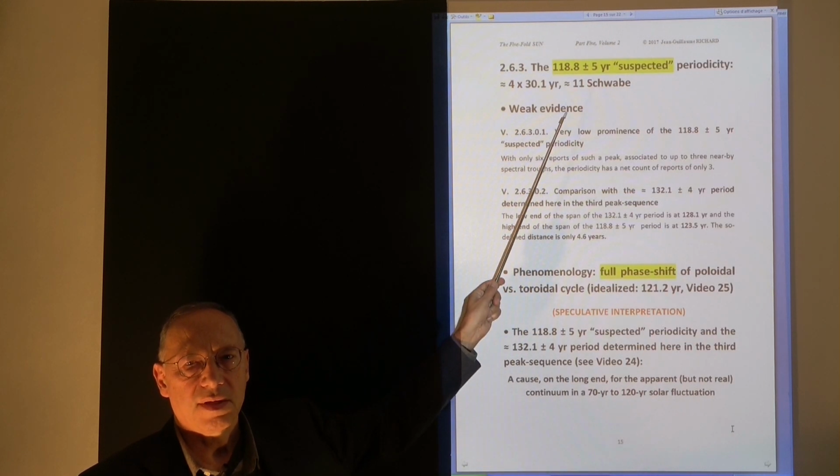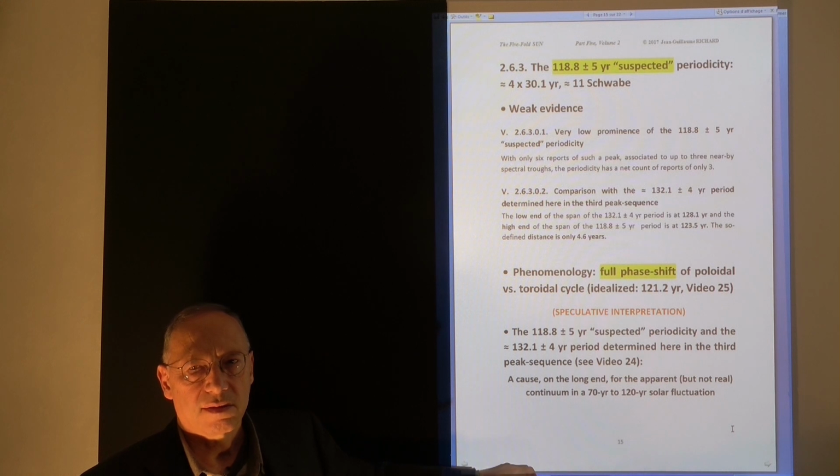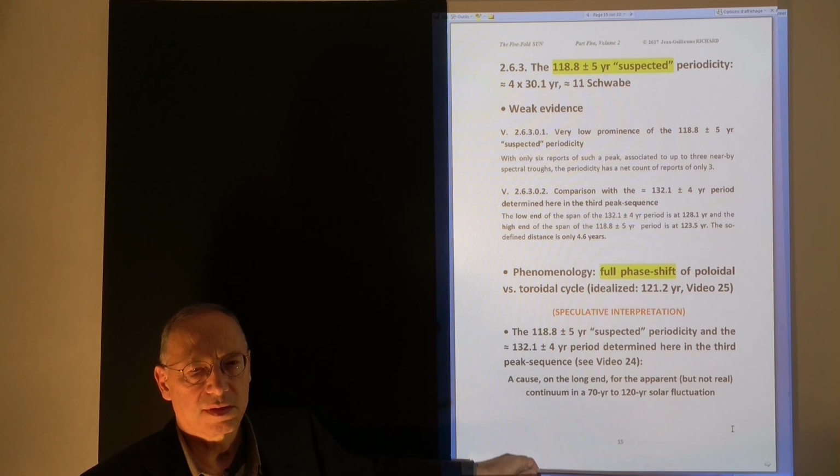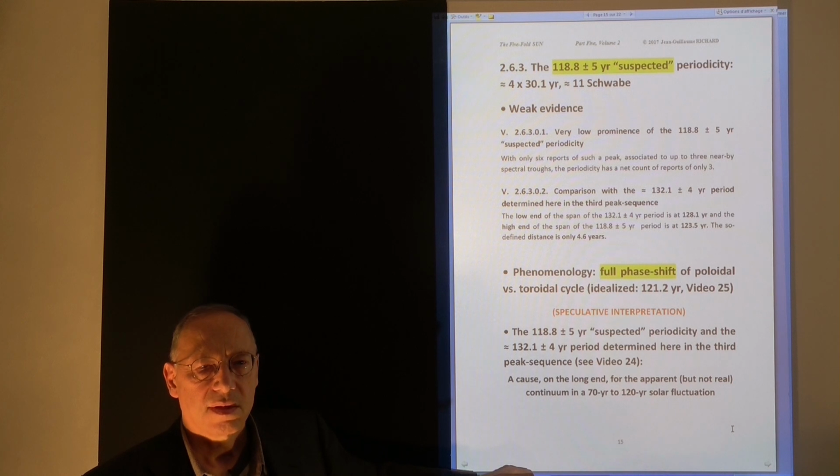For the 118-year periodicity, we call it a suspected periodicity. There are only 6 reports of such a peak. What is interesting is that there is also in the spectra a detected period at 132 years, which we assign here to another sequence of oscillations, which will be discussed in the next video.